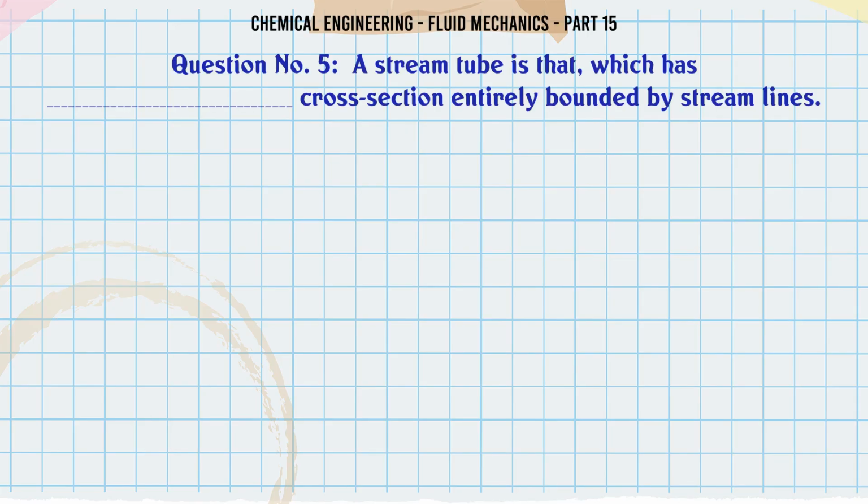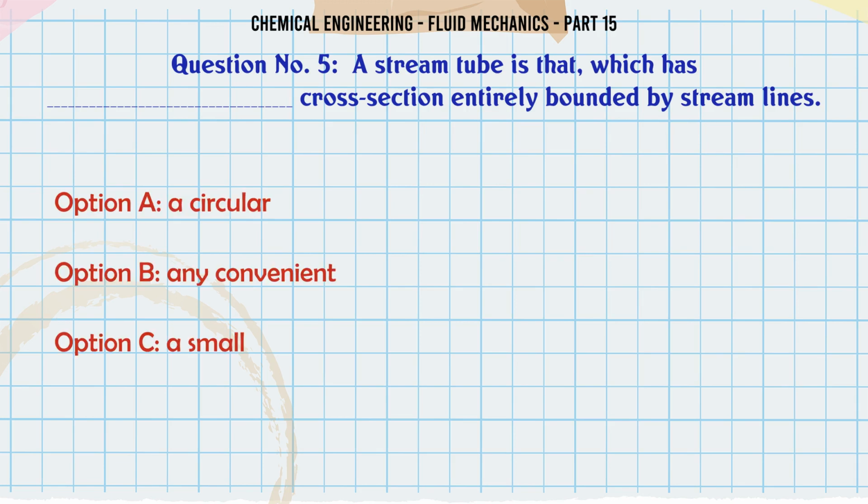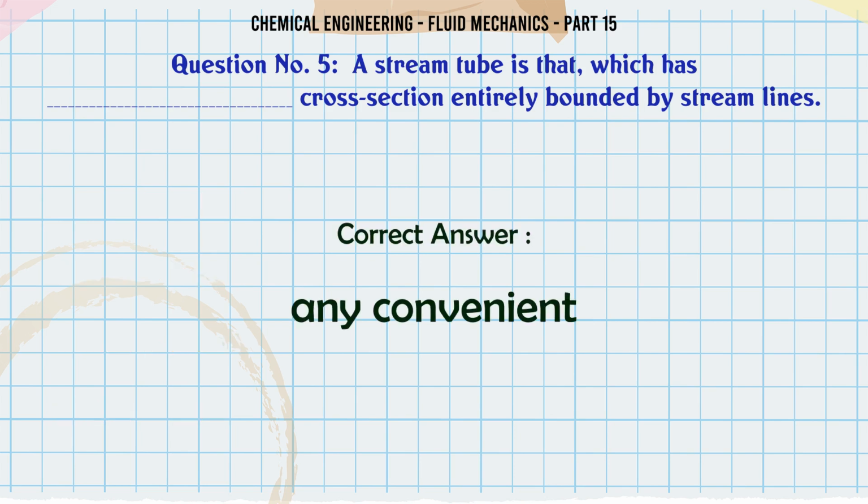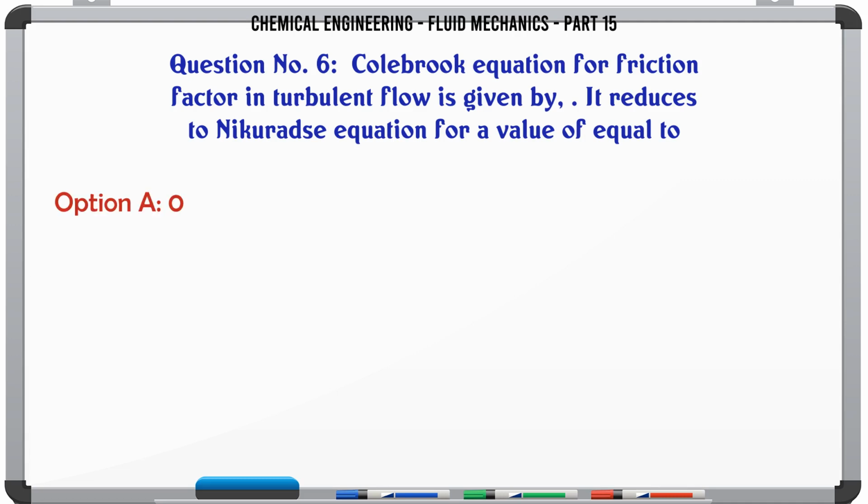A stream tube is that which has a ___ cross-section entirely bounded by stream lines. A, circular; B, any convenient; C, a small; D, a large. The correct answer is any convenient. The Colebrook equation for friction factor in turbulent flow is given by the expression shown. It reduces to the Nikuradse equation for a value of the parameter equal to: A, 0; B, 1; C, as shown; D, 0.5. The correct answer is 1.